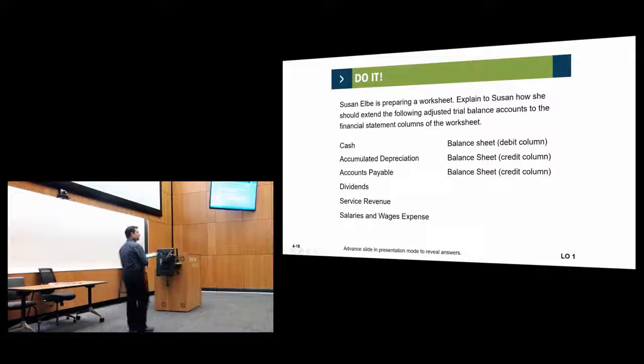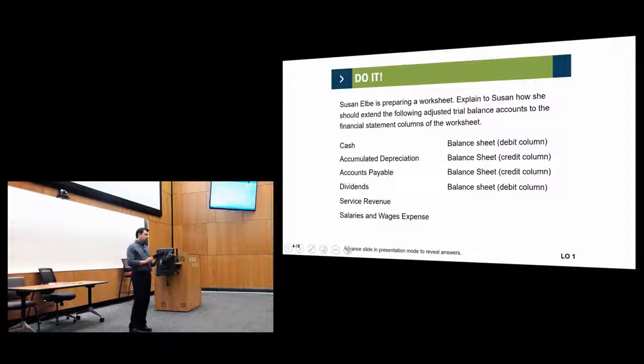Dividends. We don't have retained earnings columns on the worksheet. Remember, this is new, we're still working on the worksheet. Lauren, you're right. It will go eventually on the retained earnings statement. But on which column? Would it be under the income statement or the balance sheet? Balance sheet, not income statement. Income statement is strictly revenues and expenses. Everything else will go to the balance sheet columns. Dividends will go on the debit side or the credit side? Debit side.